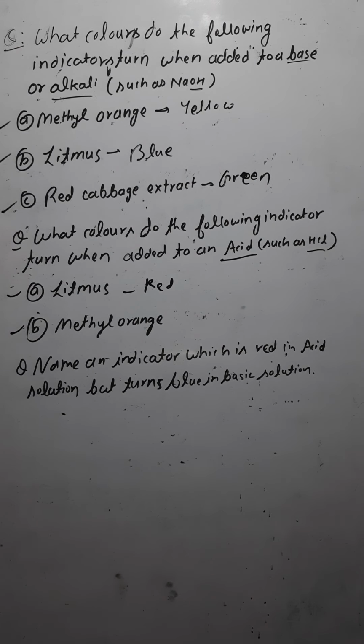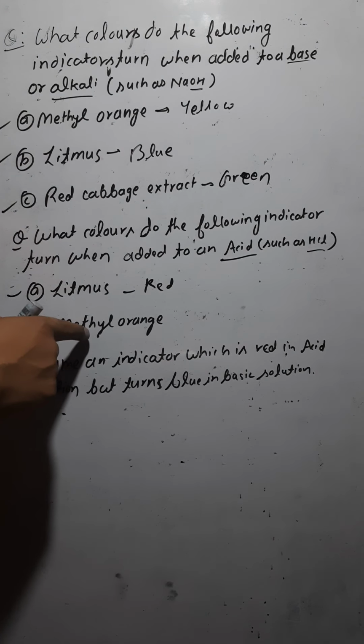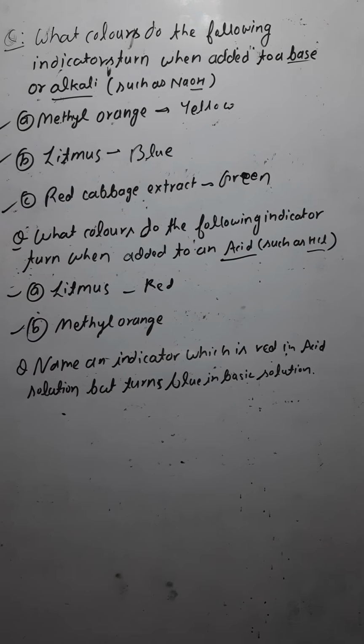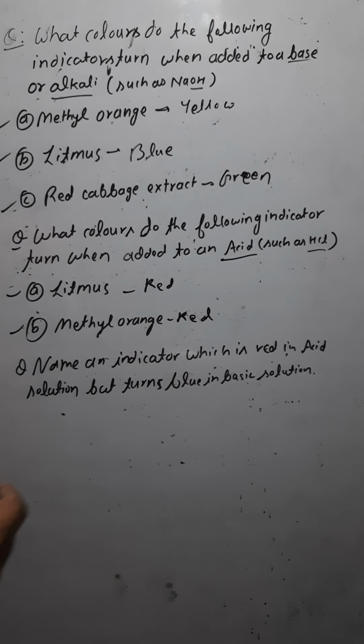And methyl orange, when you add it to a base, gives yellow color. And when you are adding methyl orange to an acid, it would give red color, isn't it? So this is how you would solve. Now try the next question.